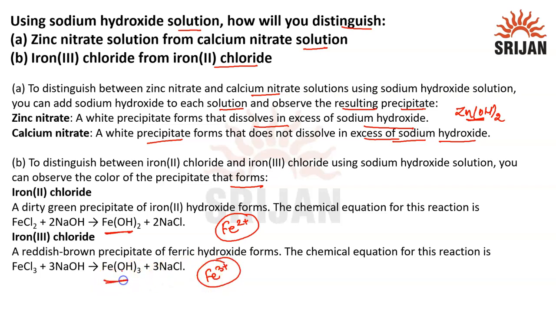Means the reddish brown precipitate of ferric hydroxide will be formed, and these are the reactions. So by looking at the color of the precipitates, we can distinguish between iron 2 chloride and iron 3 chloride.